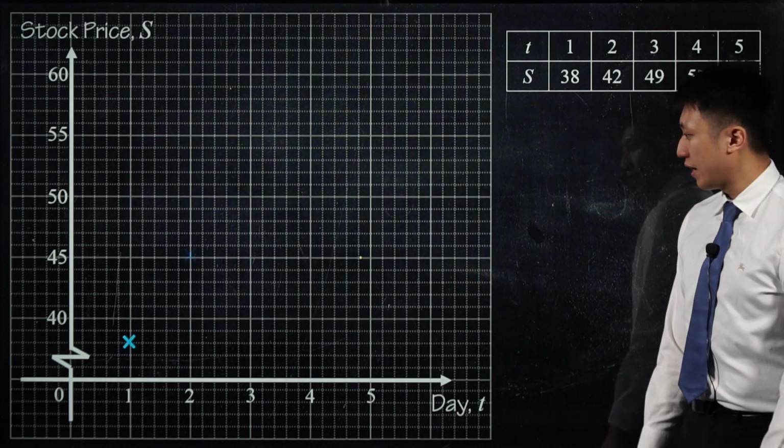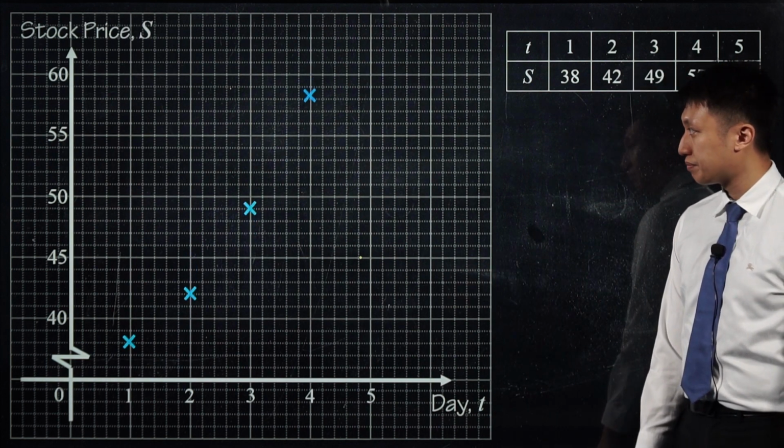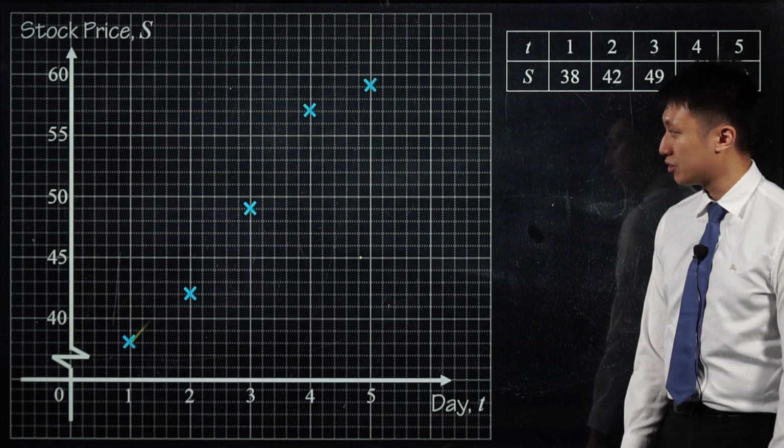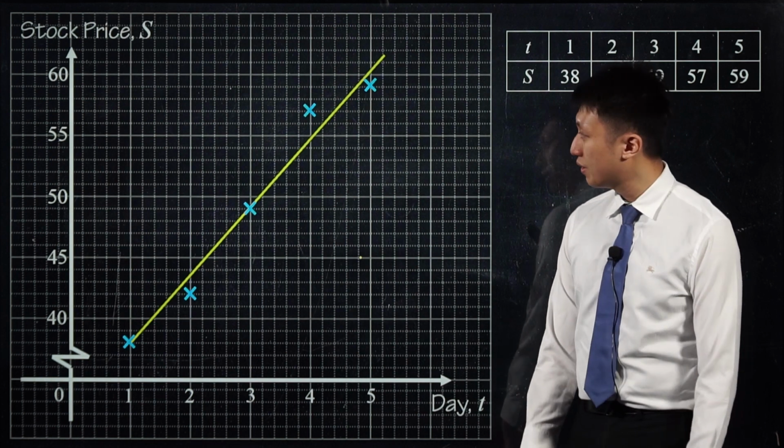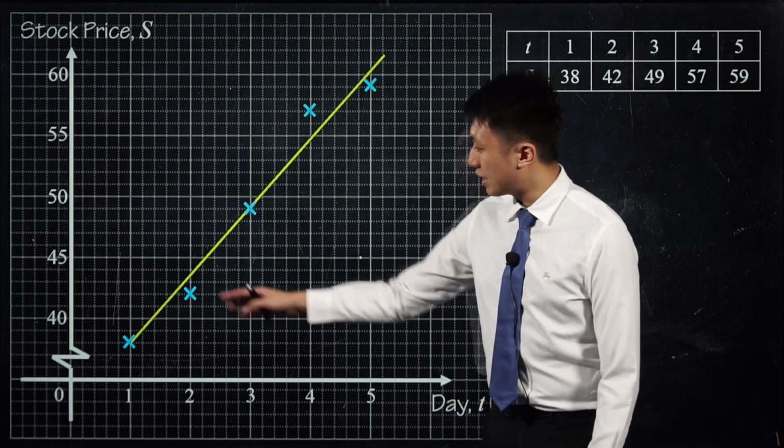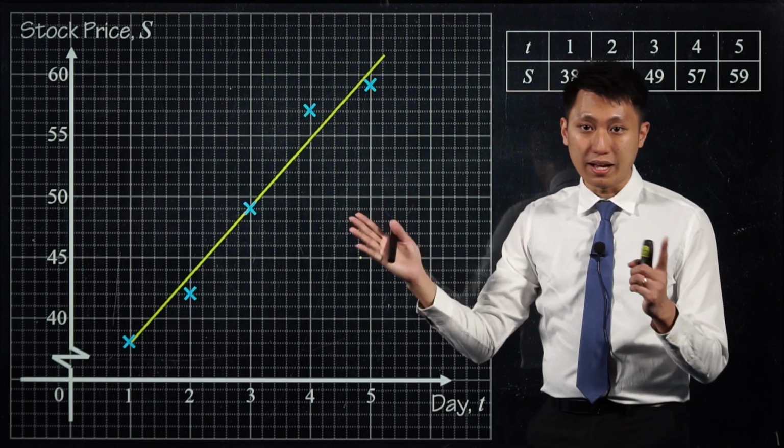So I plot all the points here. Since there are only 5 points, I think it's kind of natural to do it this way. So it's kind of evenly distributed there.